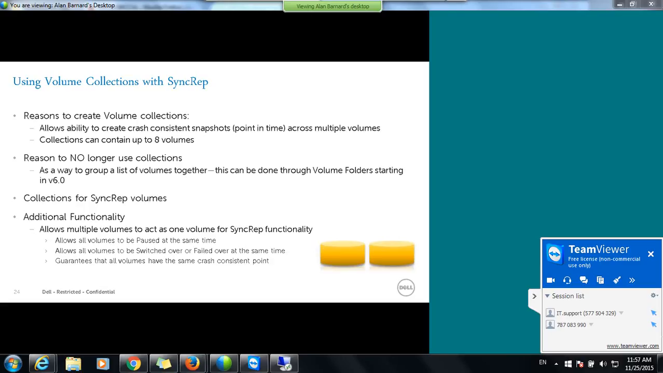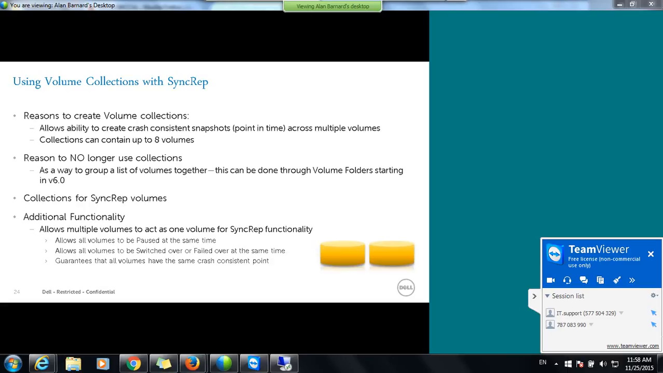A collection can contain up to 8 volumes. There is no longer a reason to use a collection as a way to group a list of volumes together. This can be done through volume folders starting in version 6. So there is another option in versions from version 6 and above, which is using volume folders.